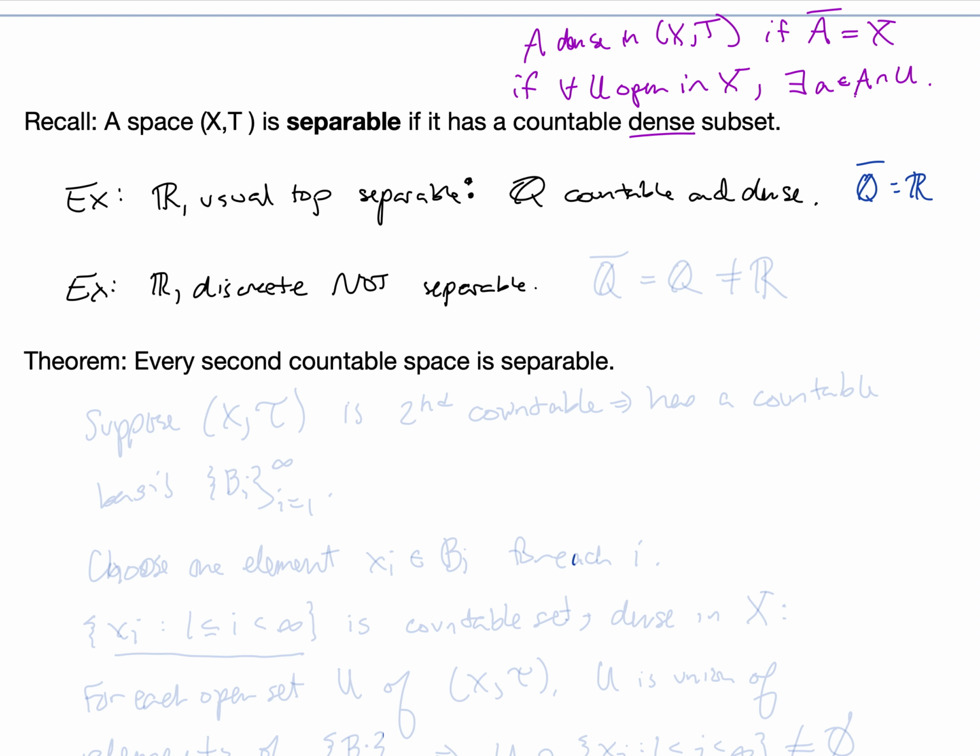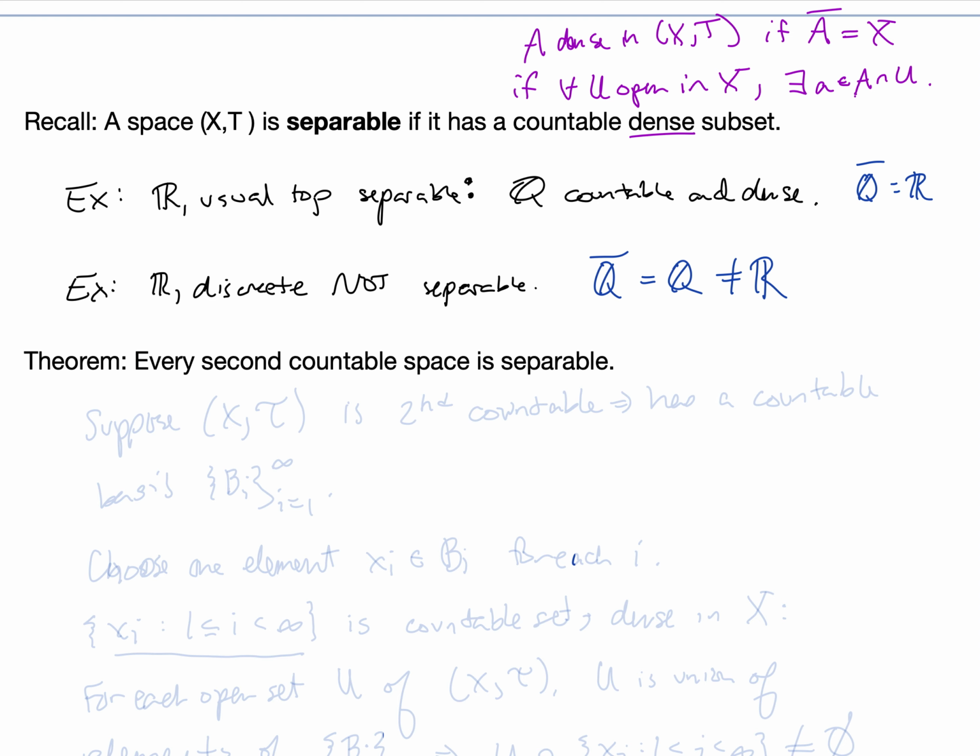However, the real numbers with the discrete topology are not separable. The closure of Q in that space is just the set Q, which is not equal to the whole set, because every set is open in the discrete topology, and therefore the singleton sets of rational numbers are each open sets, and so the closure of Q is just itself. So, of course, it depends on both the original set and its topology.